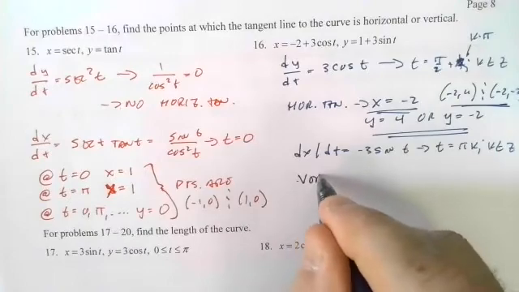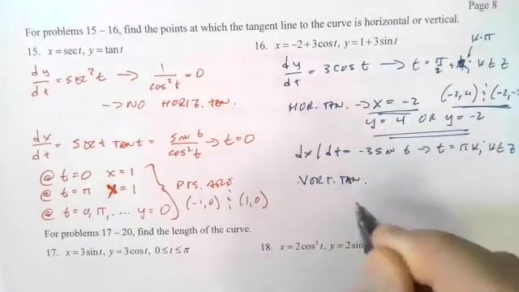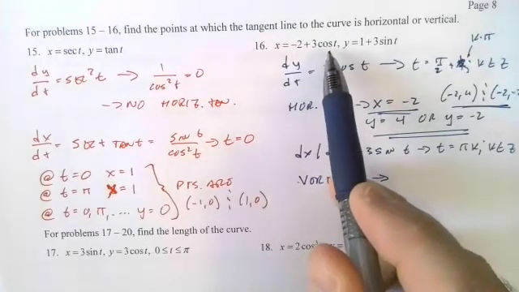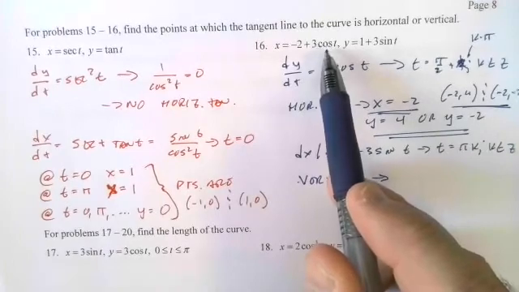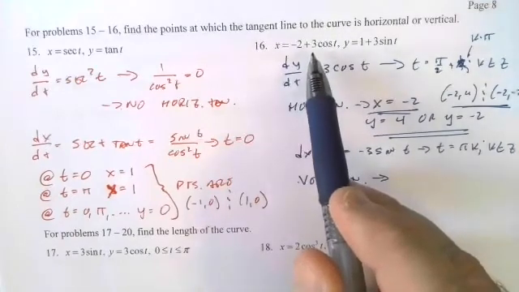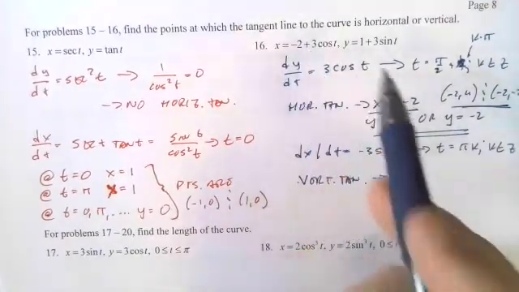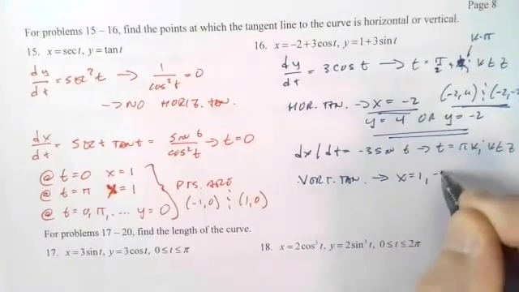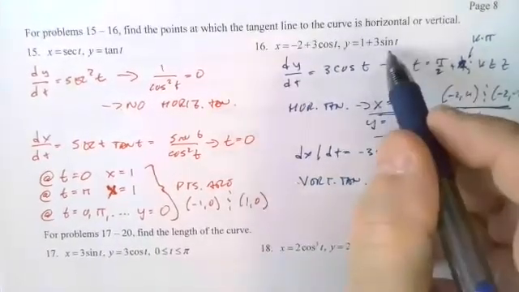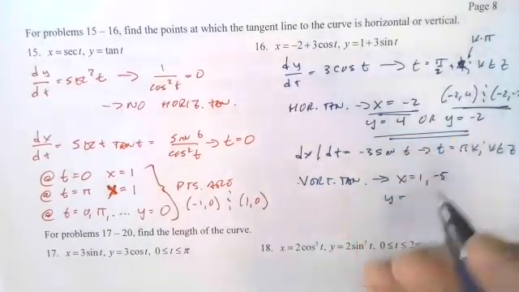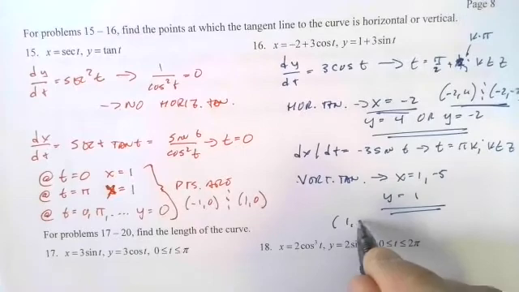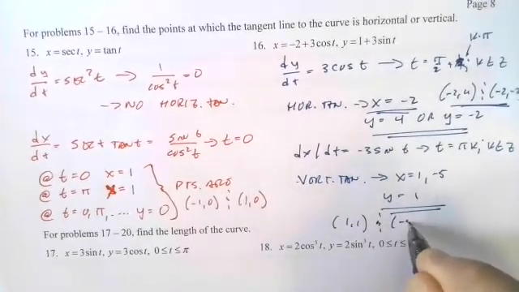So for your vertical, let's see what happens. Plug in pi, and we get negative 1. Plug in 2 pi, we get 1. So, if I'm doing this right, x equals 1 or negative 5. And y is always the same because it's always 0, so we just get 1. Good. So the points are (1, 1) and (-5, 1).